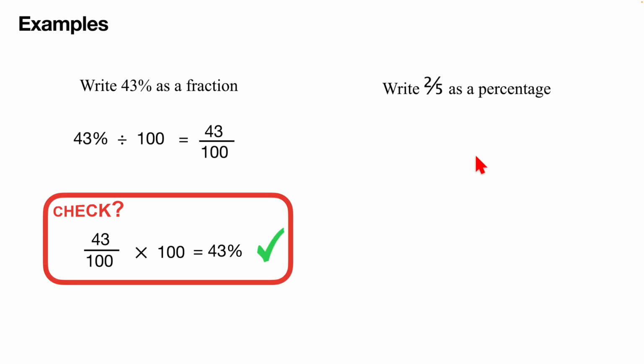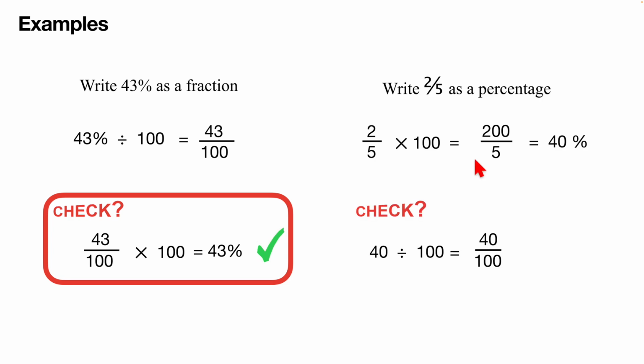Go the other way. 2/5 as a percentage. A percentage is 100 times too big, so we multiply by 100. 2/5 times 100, well, that's equal to 200 over 5. Both of those divide by 5, that gives 40%. And to check, 40 divided by 100, 40 over 100, both of those divide by 20 to give me 2/5.